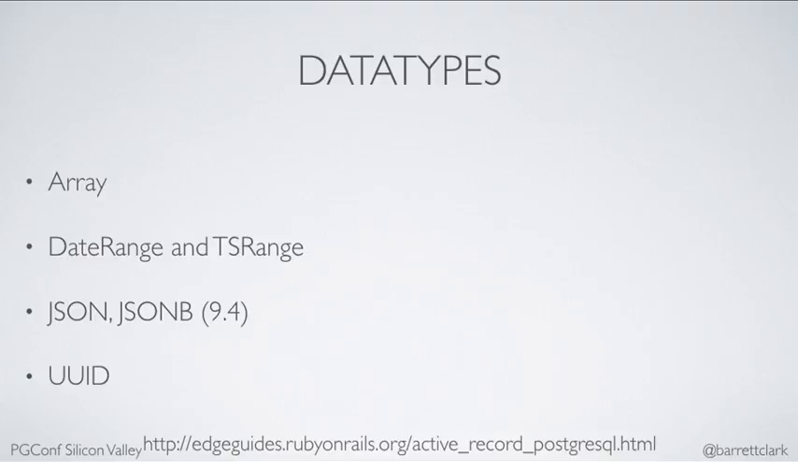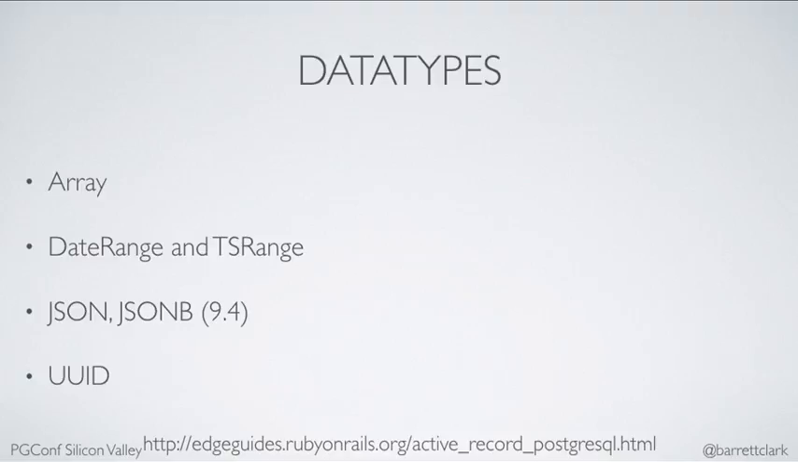Date range and timestamp range: you don't have to juggle separate start and end date fields. You can put those into this one field, and Postgres knows how to index that, and Postgres knows how to query that. We have special query operators for the date range and timestamp range fields. So it's a lot easier to deal with. And you can still have separate start and end date fields, but why not use the range?